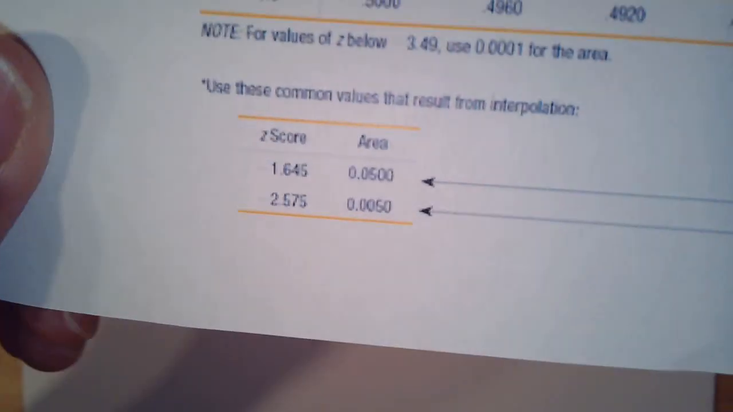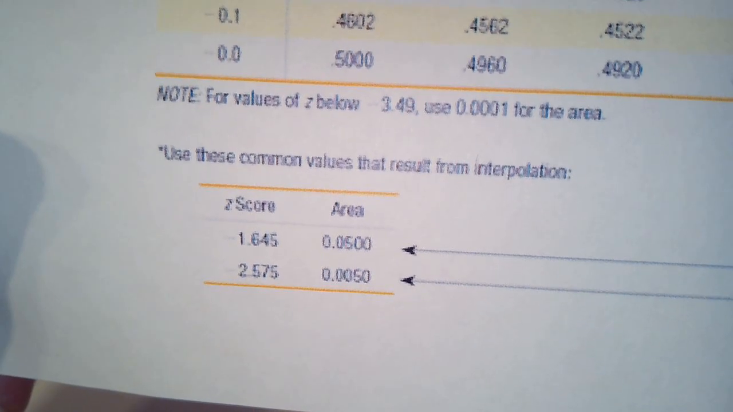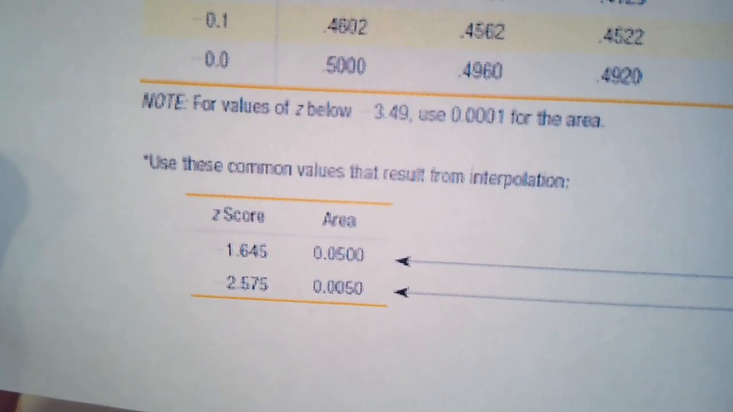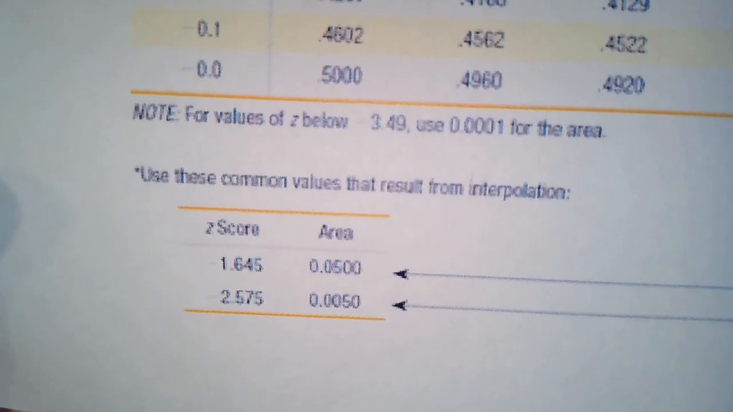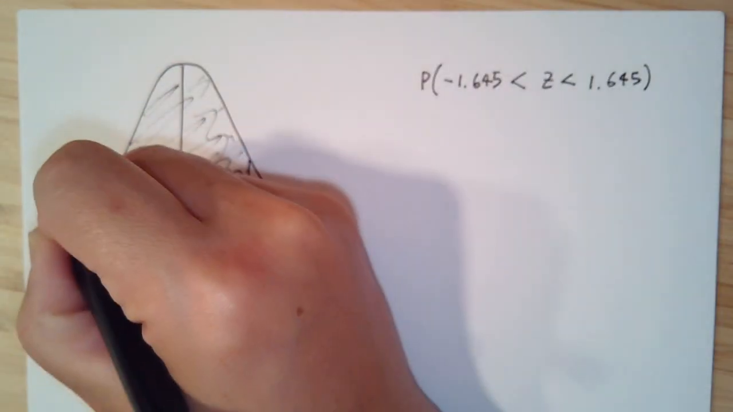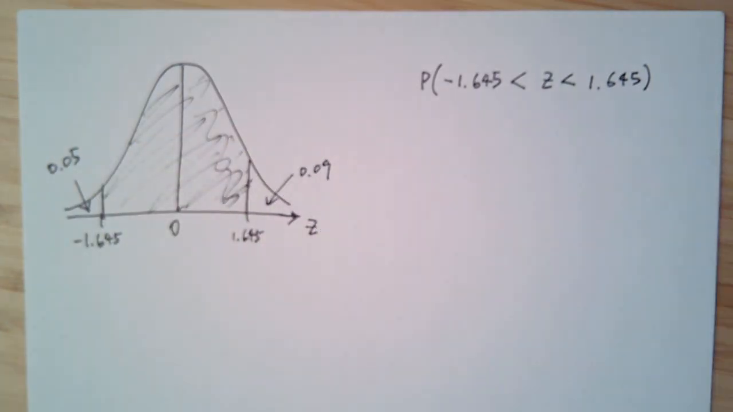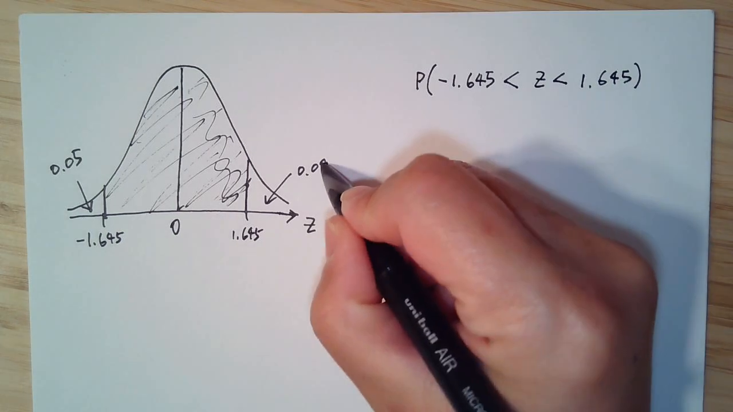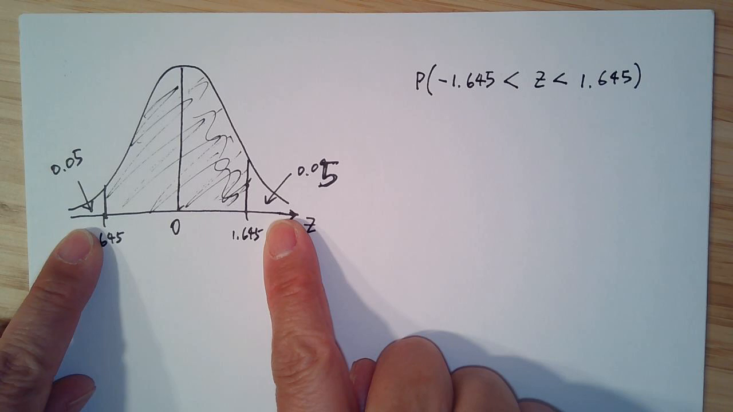So what about 1.645? I want to tell you this. If you look at the bottom, it's very interesting. If the z-score is negative 1.645, this is a very special number, okay? The area is 0.05. They give you that. You don't need to look at the table. Here's 0.05, and of course, this one is going to be 0.05 as well. So this is 0.05, this is 0.05, add up to 0.10, right?